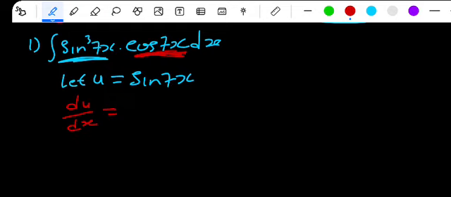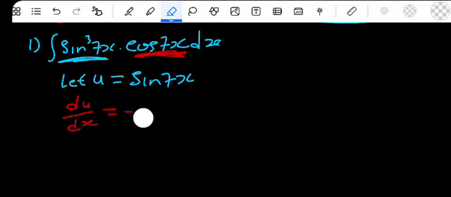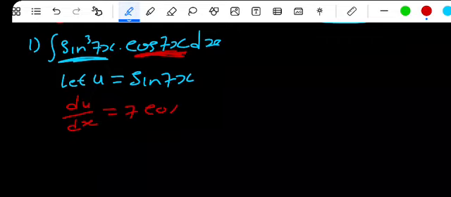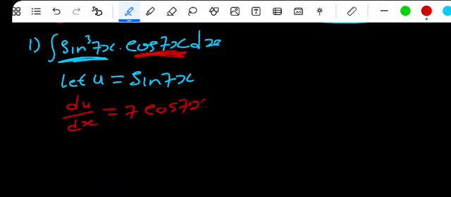This will give us, oh sorry, it cannot be negative, it will be positive. Remember, we are differentiating, not taking the integral, so it will be positive cos, but now multiplying by the angle, it will be 7 cos 7x. We applied the chain rule here.